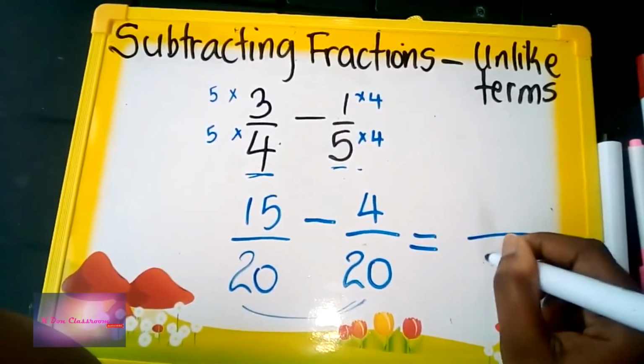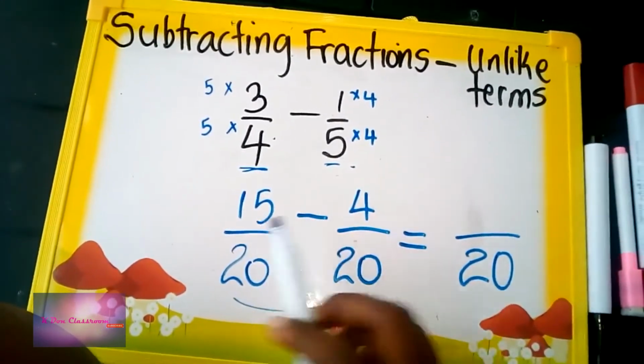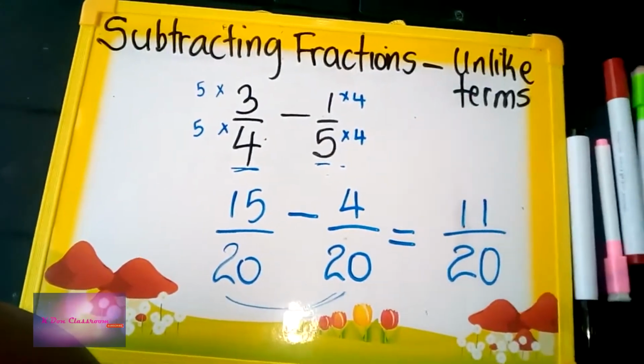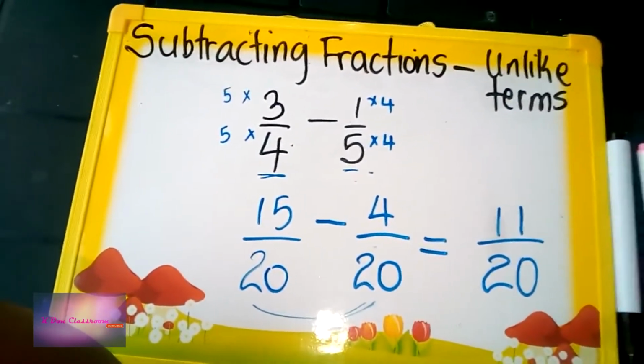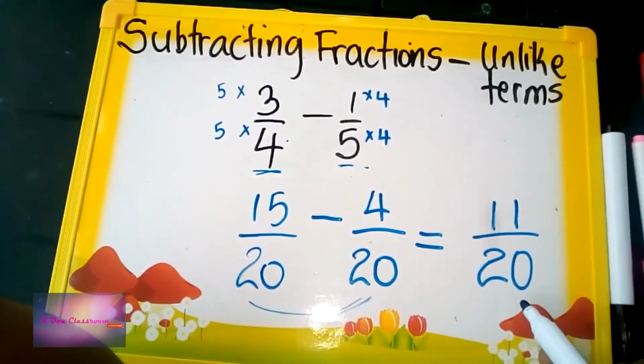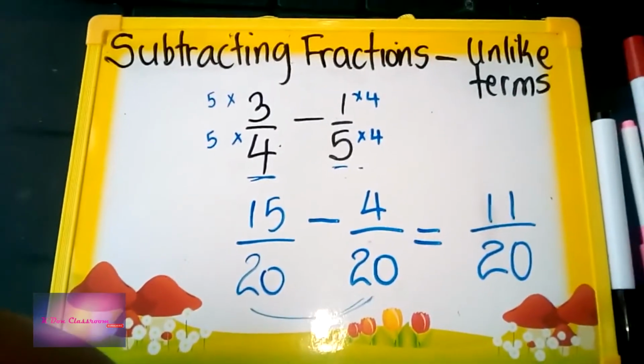So let us put back our denominator because it is the same. 4 from 15 will give us 11. So the answer to this problem when we use the equivalent method is 11 over 20. Let's try it using the LCM method.